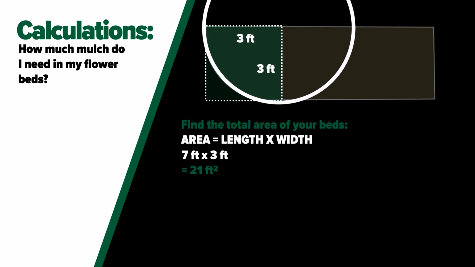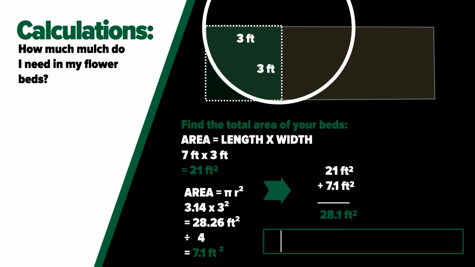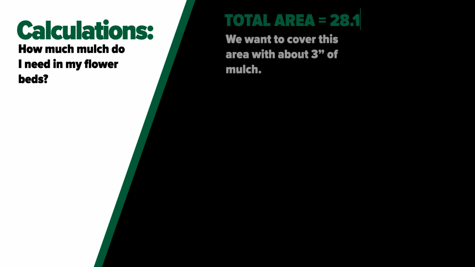So what we're going to do is take the area that we calculated before, which was 21 square feet, and the new area of the curve, which is 7.1 square feet, and just add those together to give us a total of 28.1 square feet. Now what that represents is the total area of our flower bed, including the curved edge. So we have a total area of 28.1 square feet. And we want to cover this area with about 3 inches of mulch.